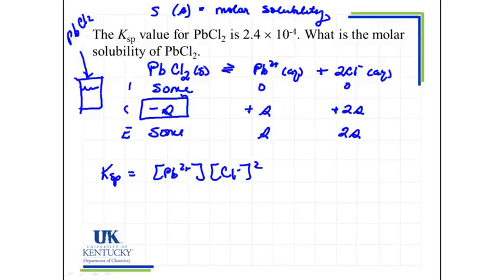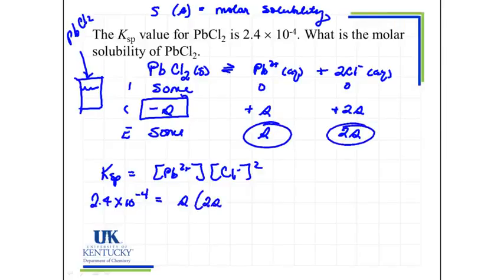So we'll come to our expression and plug in what we know. We know the KSP that was given to us, 2.4 times 10 to the minus 4. For lead, there was an S, so we'll put an S here. For chloride, there was a 2S, so we'll put a 2S here and square it. That will give me 2.4 times 10 to the minus 4 is equal to 4. You see where the 4 came from? The 2 squared. And then S cubed. You see why it's cubed? You've squared this S and you multiplied by another S.